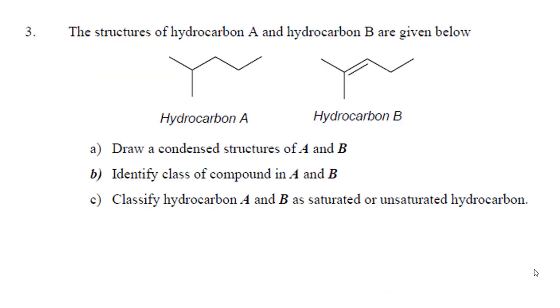As for this third question, they've given you 2 hydrocarbons, A and B, in their skeletal form. They ask you to draw the condensed structure of A and B. I want you to work it out by yourself. Let me just give you an example and highlight what are the things that you should include and not include in a condensed structure. Let me come up with an almost similar structure.